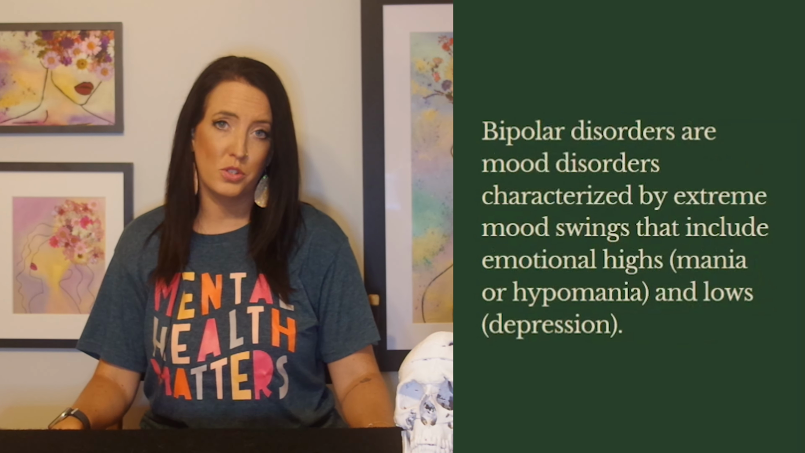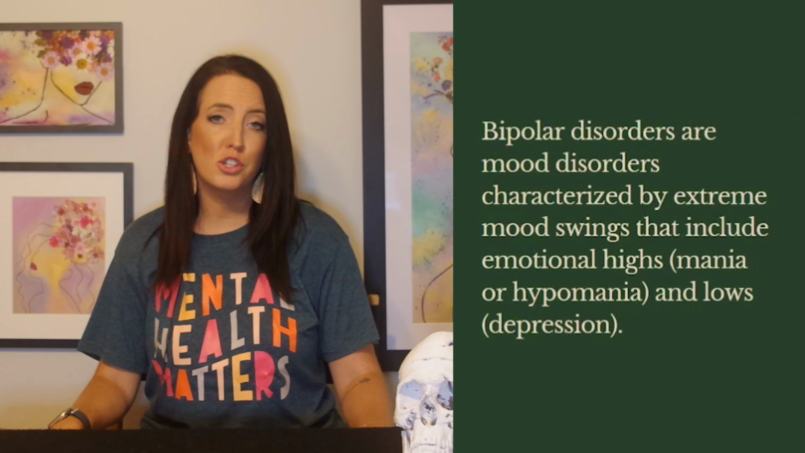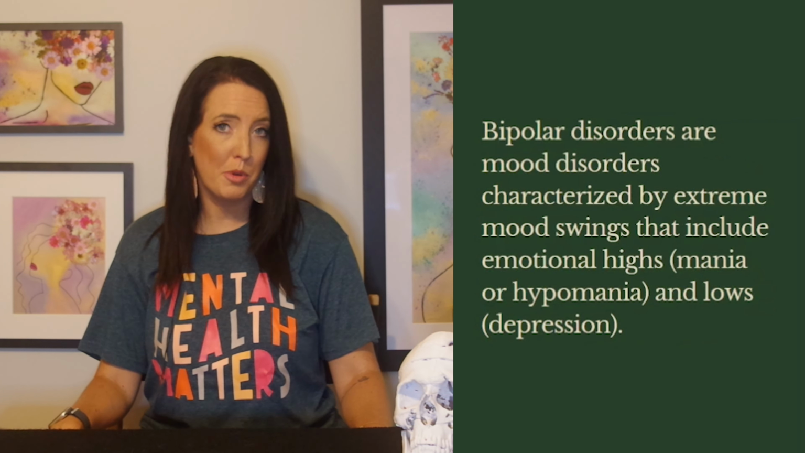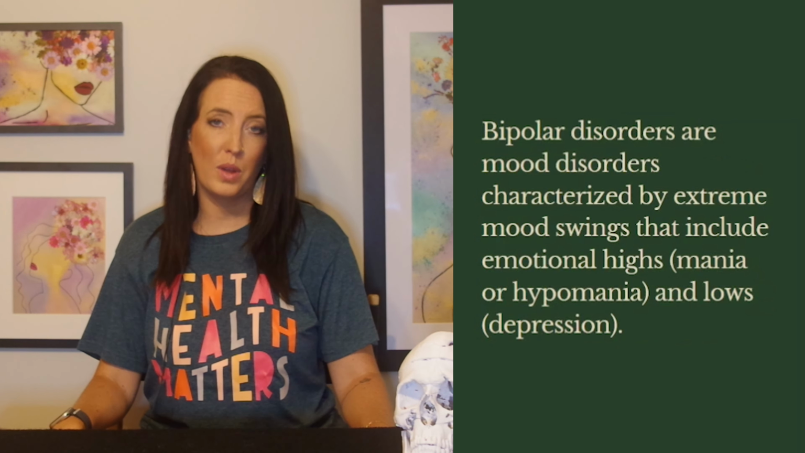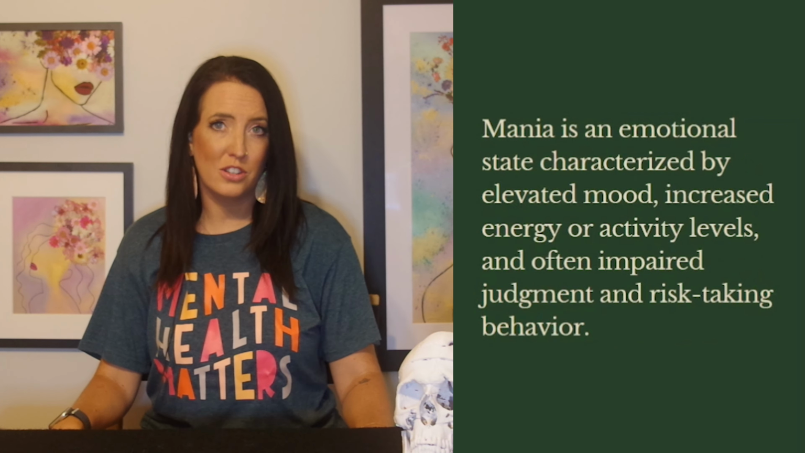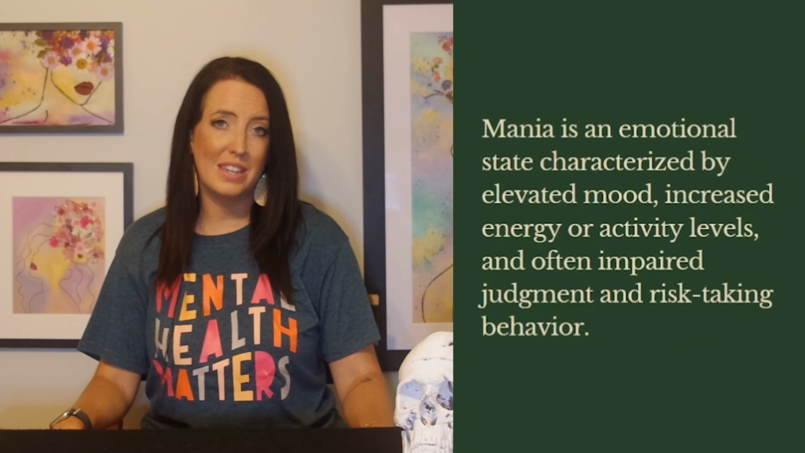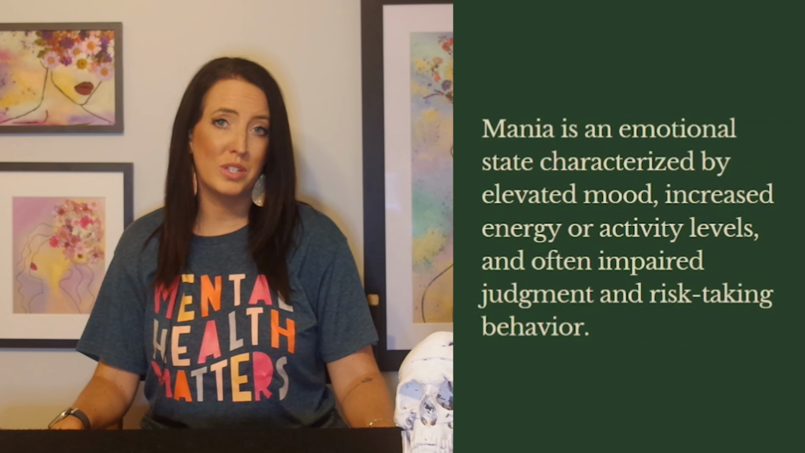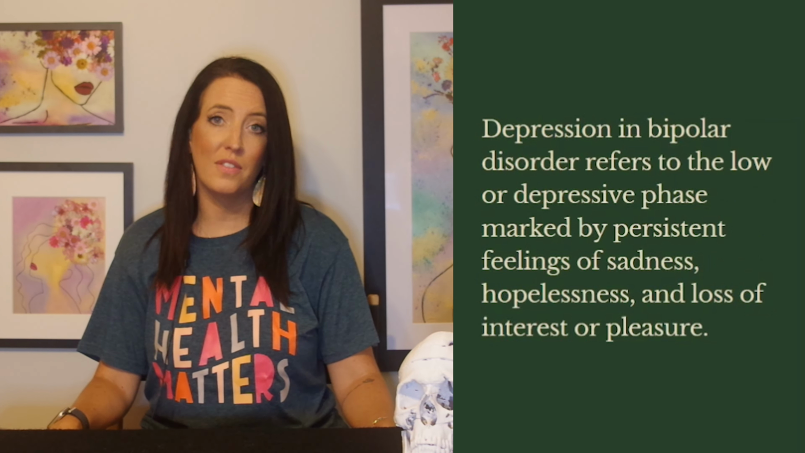We also have bipolar disorder, which is characterized at this time by extreme mood swings that can include emotional highs, such as mania or hypomania, and lows that are associated with depression. The mania that we see in bipolar disorder can also exist on its own, and that is characterized by an emotional state that consists of an elevated mood, increased energy or activity levels, and often impaired judgment and risk-taking behavior. These periods can last for days or even weeks, and in the case of bipolar disorder, can then be followed by depressive episodes that can last for weeks or even months at a time.